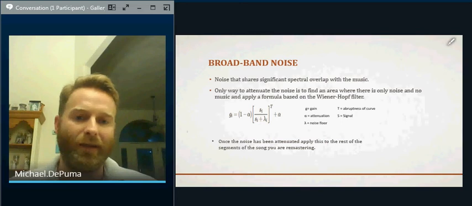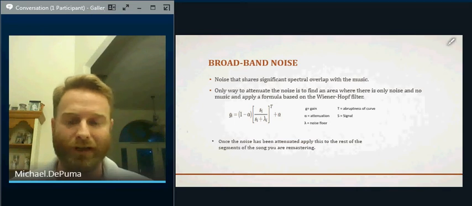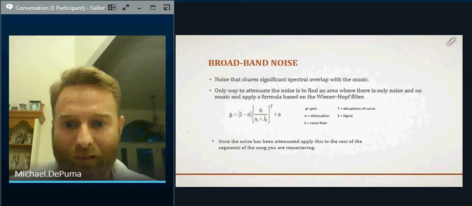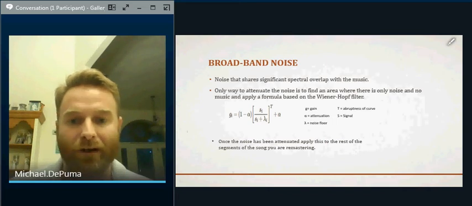The way outlined in the paper is to try to find an area where there is as little music as possible and only noise, and then create a filter from this formula presented on the screen, where G is gain, alpha is attenuation, lambda is the noise floor, T is the abruptness of the curve of the filter, and S is the signal.